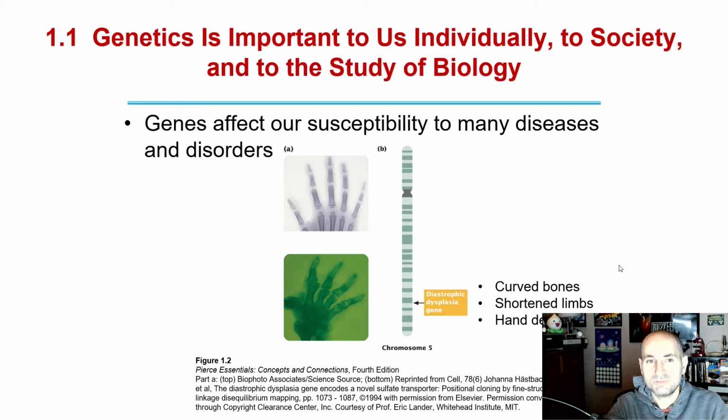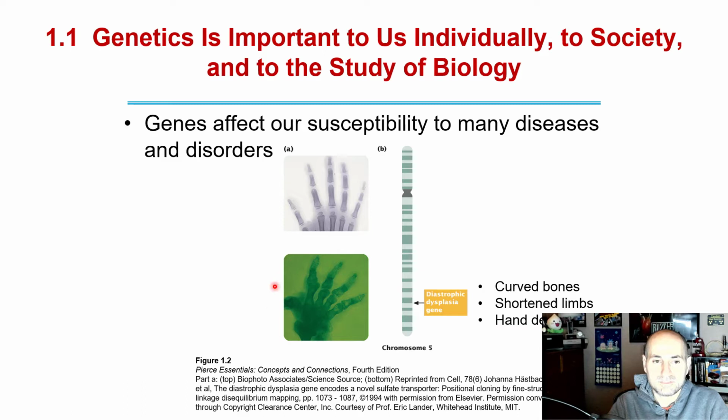Here's an example. This is an X-ray of a normal hand at the top left. And here's an X-ray of a hand where this person inherited a mutated gene. And that gene was important for bone structure. This gene is called diastrophic dysplasia gene. And when this gene is mutated and you inherit that mutated version of the gene, now that gene's product, its protein product, which is a sulfate transporter, doesn't function correctly. And as a result, you end up with curved bones, shortened limbs, and hand deformation. You see here the hand deformation.